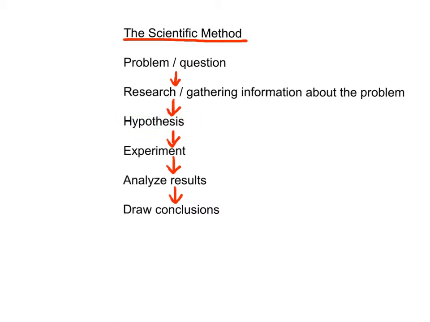In order to test this, we set up an experiment. And after we carry out an experiment, the results are analysed, and the scientist is able to draw conclusions. And from the conclusions, he or she is able to say, is the hypothesis true or is it false? And if the hypothesis is false, then the next step is to come up with a new hypothesis and test it again with a new experiment.